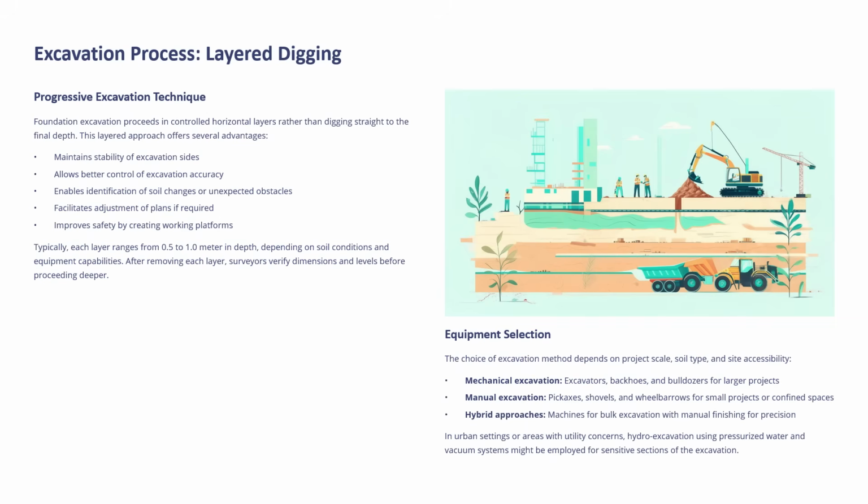Next is the excavation process. Basically when you do excavation, mostly we use layered digging. So what is layered digging? Foundation excavation proceeds in controlled horizontal layers rather than digging straight to the final depth. This process is called layered digging. It means you dig in layers, and we do not go directly to the final depth in one stretch.